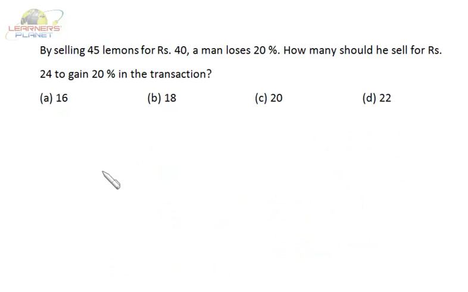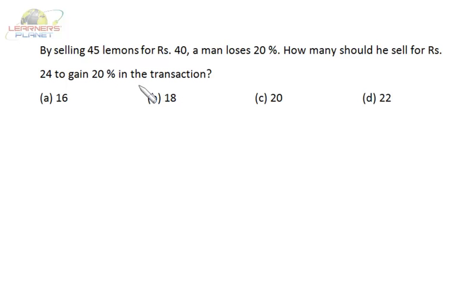Now let's take another problem. Friends, I hope you are having your paper and pen with you and you are practicing with me. Okay, just pause the session as of now. Do the question once on your own, then match your solution and answer with mine. Okay. By selling 45 lemons for rupees 40, a man loses 20%. How many should he sell for rupees 24 to gain 20% in this transaction?